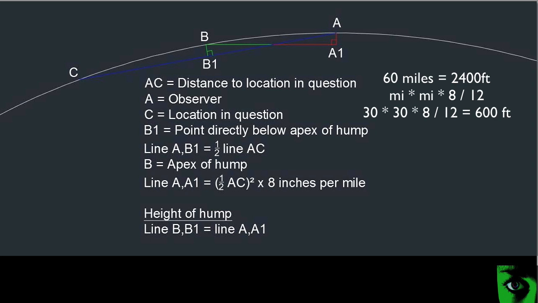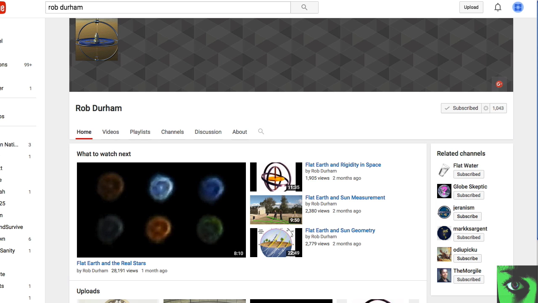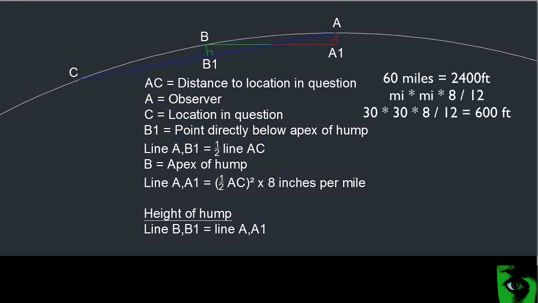So what I did was I asked Rob Durham, who's been making some videos and talking about being accurate, and he's very detailed and he uses AutoCAD, so I thought he would be the best person to ask to help with this. And what I asked him was how to tell what the height of the curve is, because what tends to happen is someone says that if we're looking at a distance of 60 miles, which is 2,400 feet, then the wall of this curve has to be 2,400 feet.